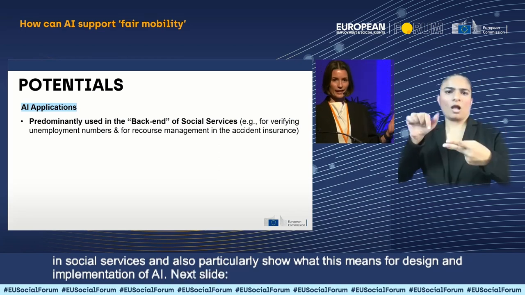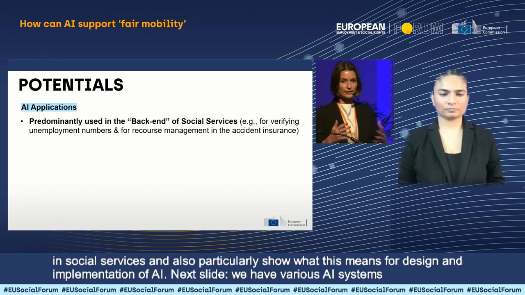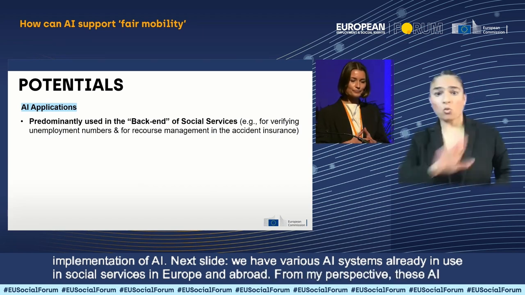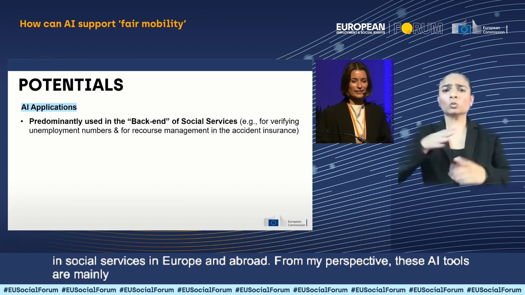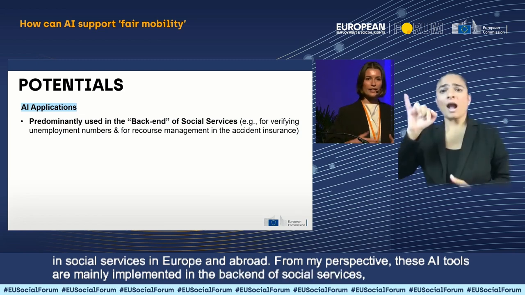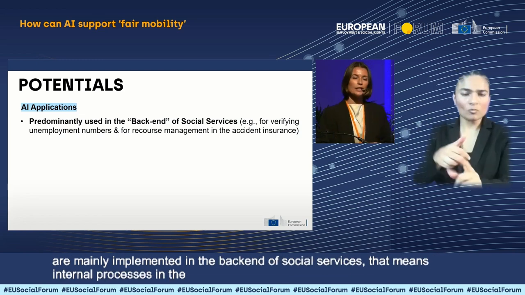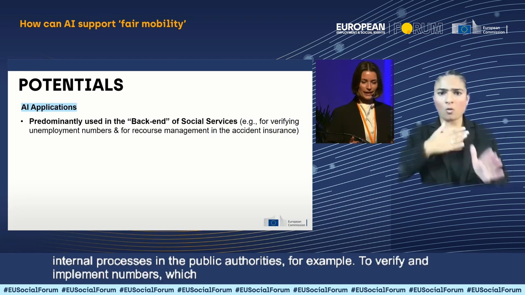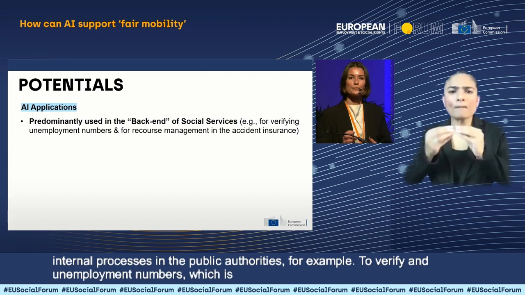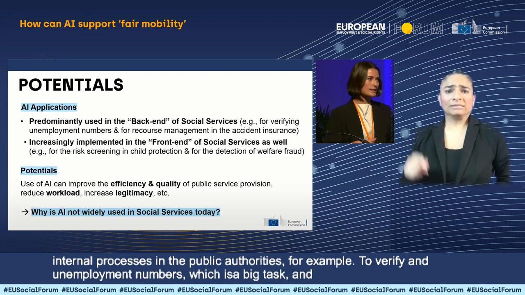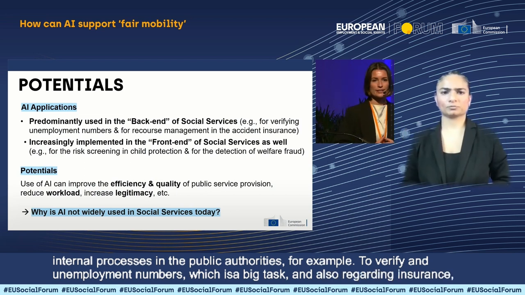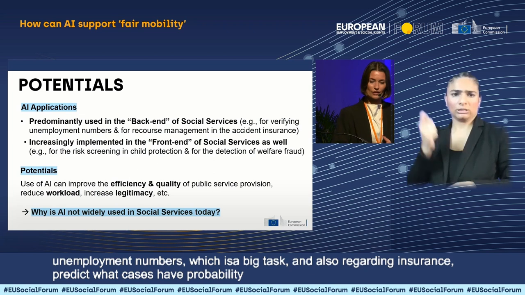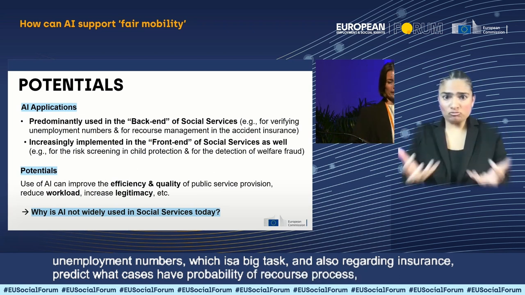So we have various AI systems already in use in social services in Europe and abroad. And from my perspective, these AI tools are mainly implemented in the back end of social services. That means in the internal processes in the public authorities, for example, to verify unemployment numbers, which is a very big calculation, people told me. Plus, AI is also implemented in the statutory accident insurance to predict which cases have a high probability for a successful recourse process. That means taking a liable third person in recourse if there is an accident on the way to work or at work.